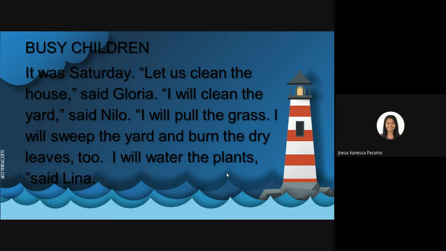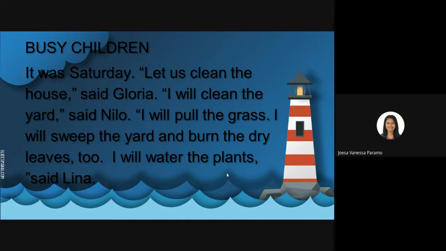Who wants to clean the house? Okay, very good. Gloria wants to clean the house. Who will clean the yard? Great. Nilo is cleaning the yard. What are the things that Nilo will do to clean the yard? Okay. Pulling the grass and sweeping the yard. Very good. What will Lina do? Okay, great. Lina waters the plants.